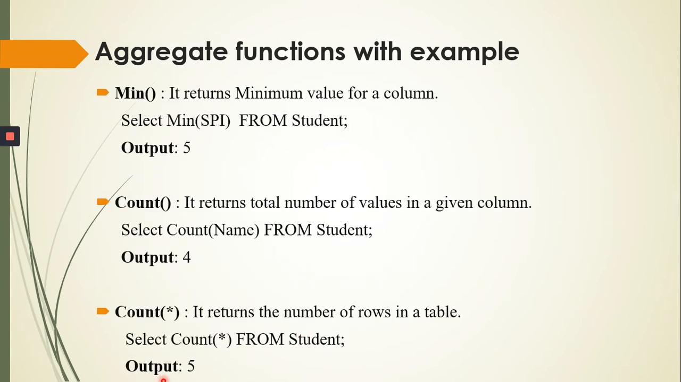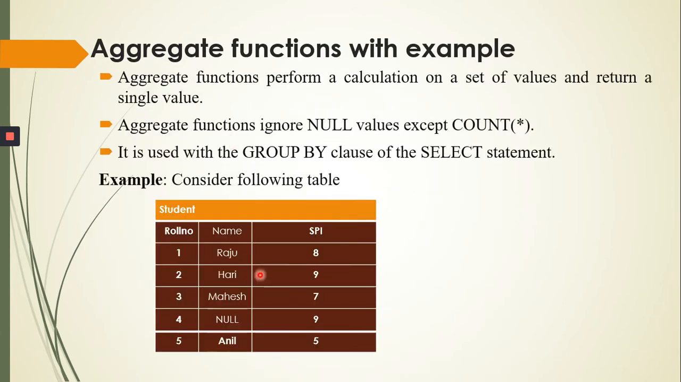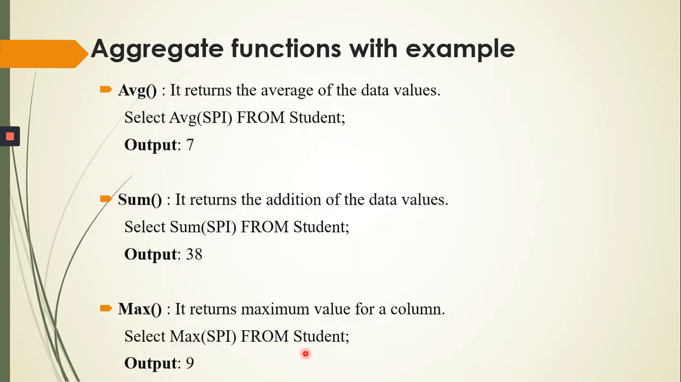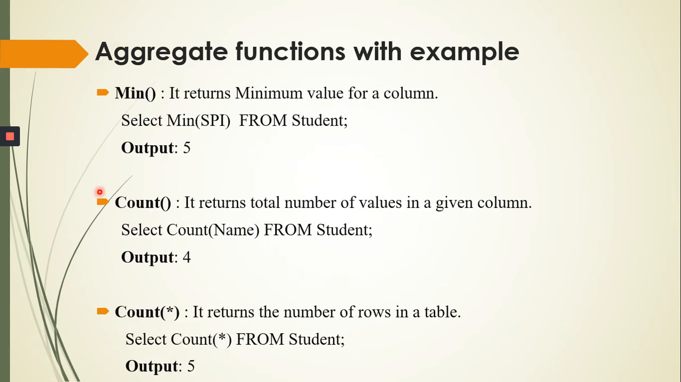Now the next aggregate function is minimum. It returns the minimum value for a column, so it gives the minimum SPI. Select is the statement, minimum is our aggregate function. In brackets we write the column name, SPI, from the student table. Here the minimum is 5, so it will return the output 5.